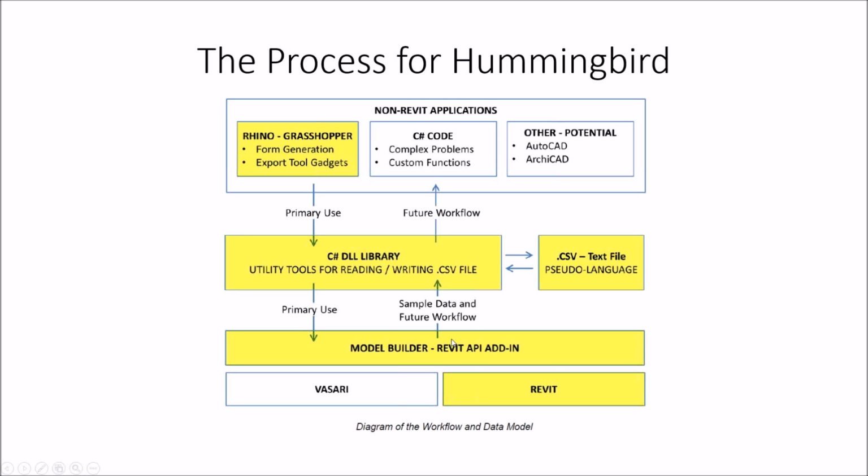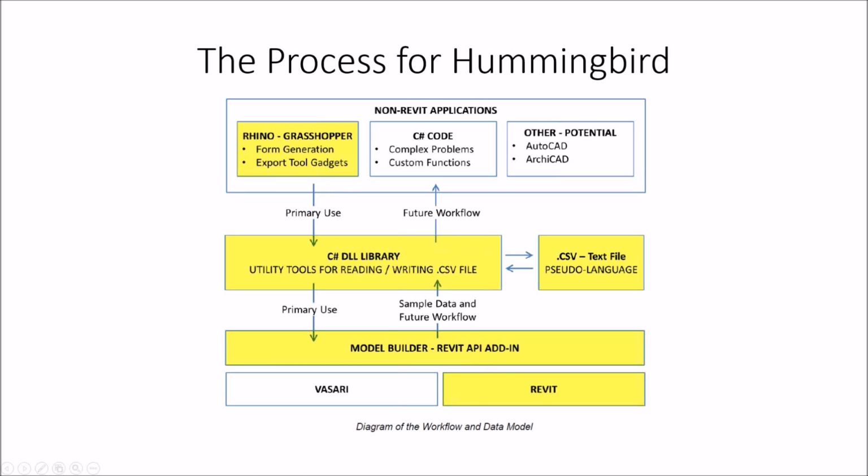So basically the process for Hummingbird is you take Rhino and Grasshopper information, and what it does is it uses the DLL library. And what it does is it creates a CSV file, comma separated value file, and from that, Revit accesses that to understand where to put the information. We're not going to get too technical on this. You'll kind of see once we start using the tools how to do that. All right, so we're going to go ahead and dive in.